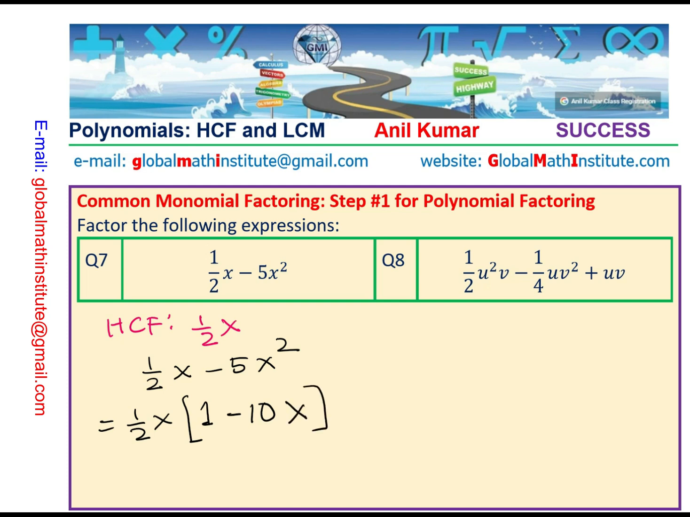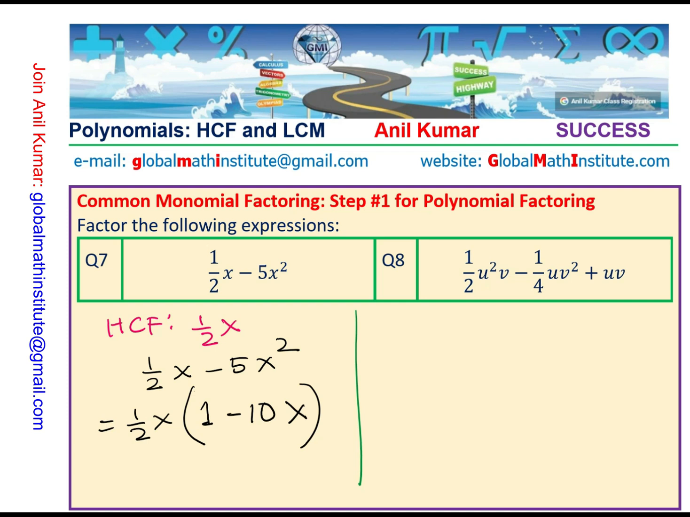Now brackets, you can use these brackets or the brackets which we had been using earlier. Both can work. Perfect. Now, question number 8. We have half u square v minus 1 by 4 uv square plus uv. What is the highest common factor?